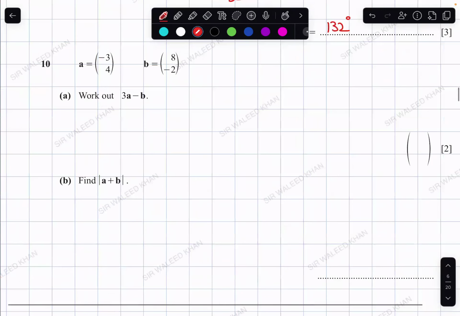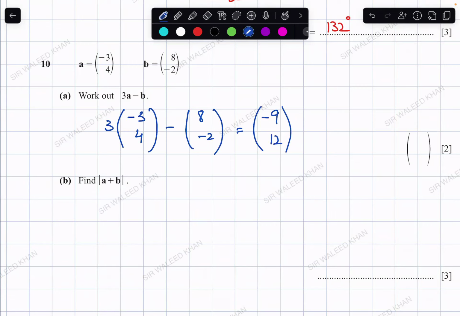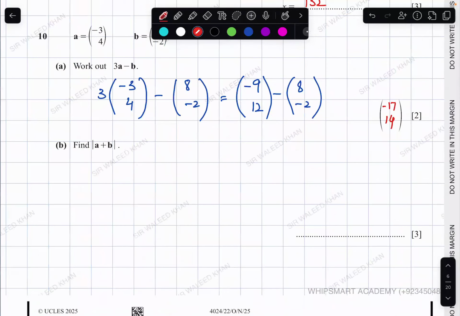Okay, question number 10. Work out 3 times A minus B. Basic vectors question. So we have minus 9 and 12. It is going to multiply with all the terms, right? Minus 8 minus 2. So we are getting negative 17 and 14. That's our answer. Next, magnitude of A plus B.